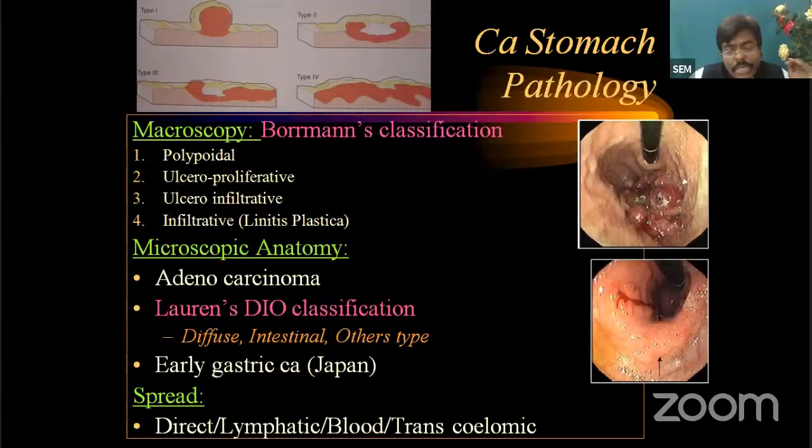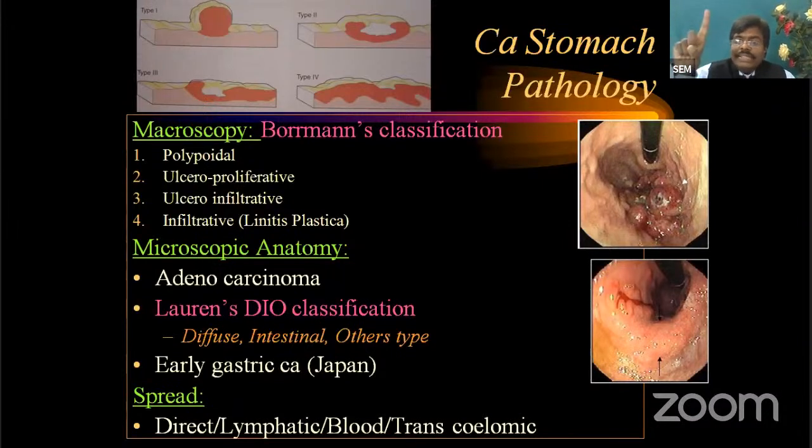The fourth peculiar mode of spread is, of course, transcoelomic spread. I told you already, once the serosa of the stomach is involved, you have to visualize that the peritoneum is involved. In the peritoneum, the exfoliated cells gravitate down into the pelvis. There they present as pelvic deposits.